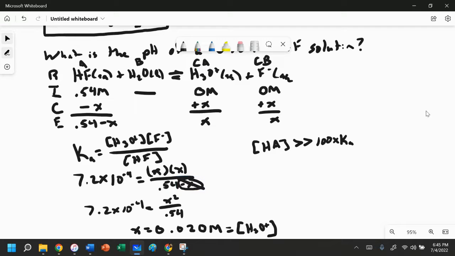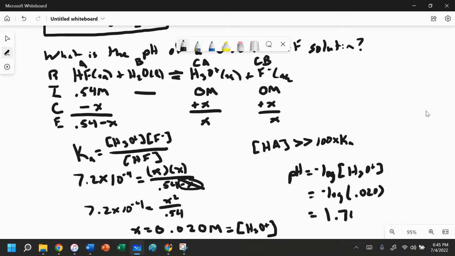So now it's just a matter of solving for the pH. So pH is going to equal the negative log of the hydronium concentration. So if we plug in our hydronium concentration, our x value, we get 0.020. Solving for the pH, we get a value of 1.70. And so that is the pH of our weak acid solution.